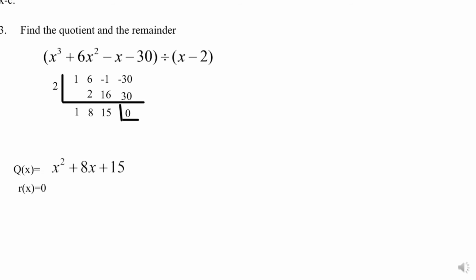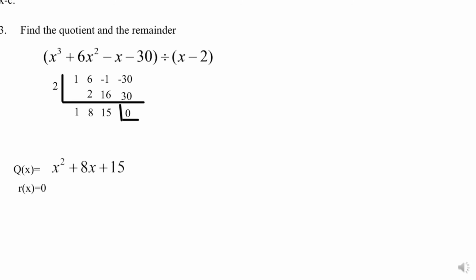The 2 goes back in the box under the 6. Inside the box, the numbers always add. 2 plus 6 gives you 8. We start over again. 8 times 2 is 16. The 16 goes inside the box under -1. Inside the box you add and we get 15. Then we start over again.